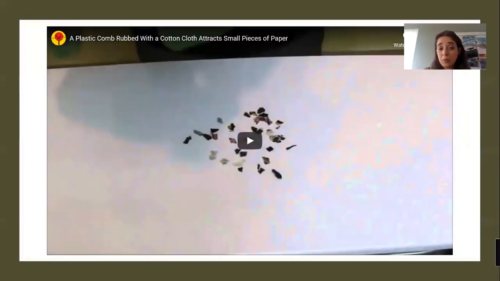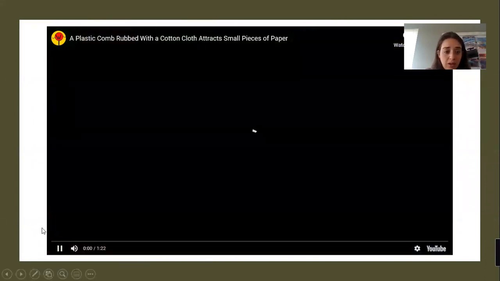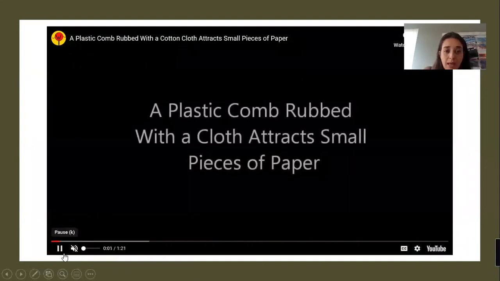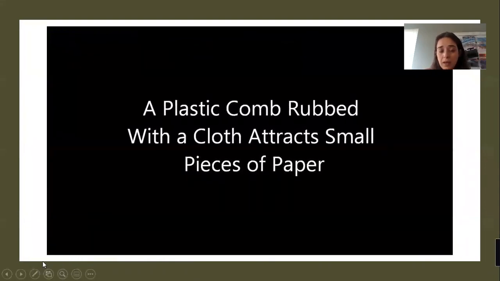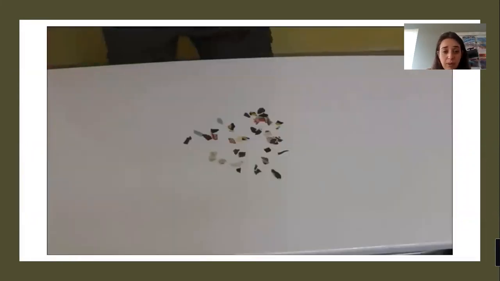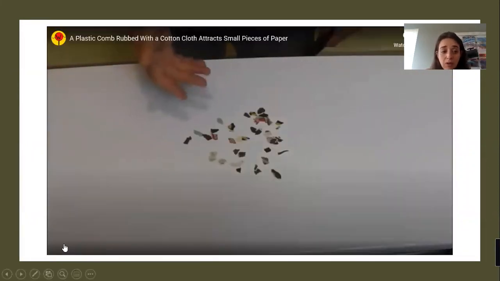Before we move on to our key points, I just want to show a quick demonstration that visually explains this concept that we were just reading about, how charged objects can have an attracting effect on neutral objects. What you're going to see in this video is a plastic comb that has been rubbed with a cloth, and it's going to attract small pieces of paper. These pieces of paper here are neutral.